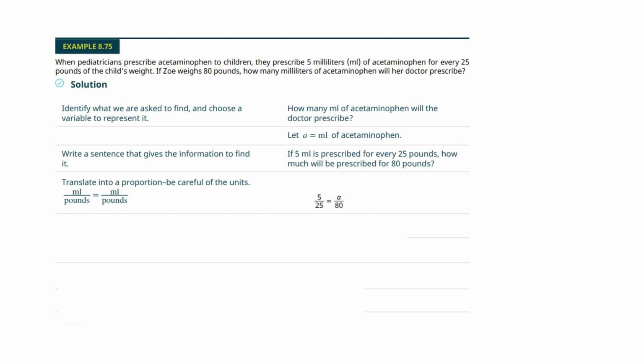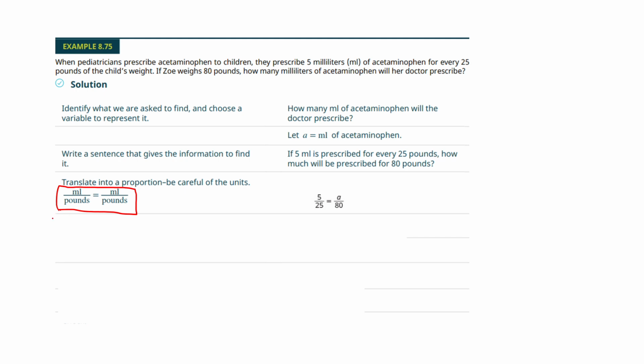The idea here is that a proportion is a ratio. It's this to this equals this to this. So we have to keep it in proportion. If that doesn't make sense, let me get you started here. So what they're telling us here is it's 5 milliliters for every 25 pounds. That's a fraction, but it's going to be used two times, so here it is. This is what we're looking for. Milliliters to pounds equals milliliters to pounds.